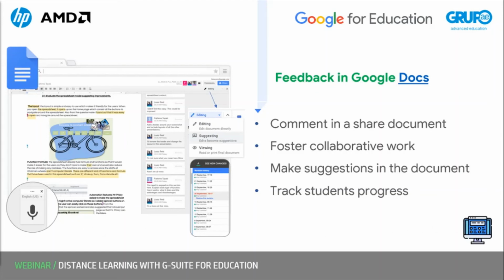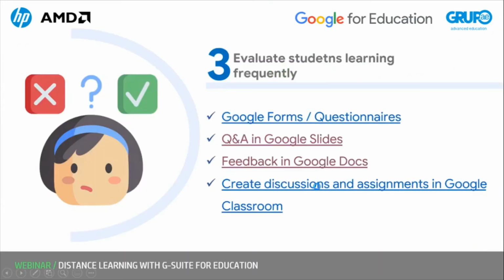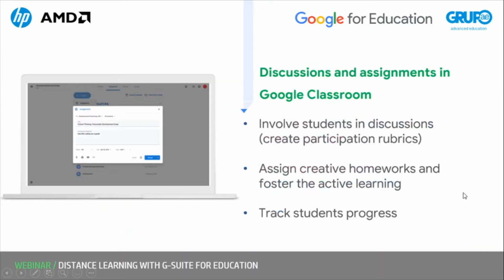And the last suggestion to frequently evaluate students' learning is to create discussions and assignments in Google Classroom. Here we can assign tasks, readings, videos, monitor who has completed their work, and grade it. You can even set up the evaluation rubrics for each activity so that when the kids consult their grades, they have better feedback of their performance.